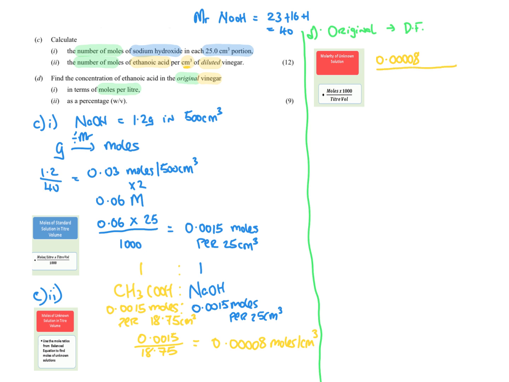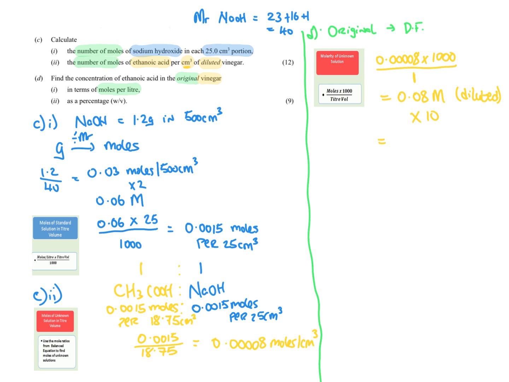So instead of dividing by the titer volume here, I'm dividing by 1, because I know it's 0.00008 moles per centimetre cubed. So that's just divided by 1, and I can multiply that simply by 1,000 to get it into moles per litre. So that will give me 0.08 moles per litre. However, that is for my diluted vinegar. The question asks for it for my original, so I must multiply by my dilution factor, which I figured out in the previous part of the video to be 10.